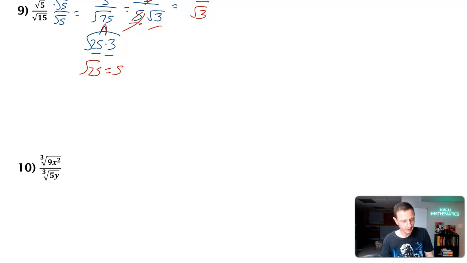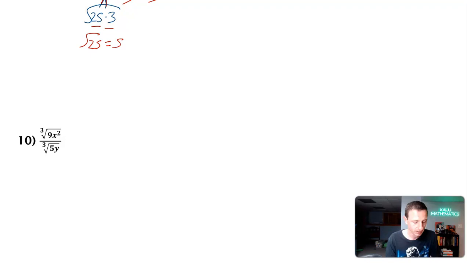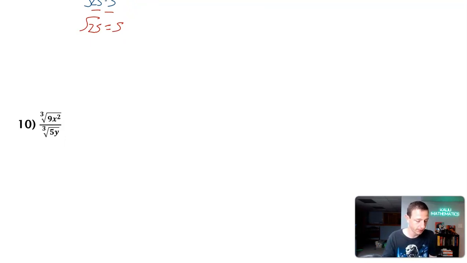Rationalizing the numerator. On the top, cube root of 9x squared over the cube root of 5y. So I want to first look to simplify if possible. Cube root of 9 is not a perfect cube, even though square root of 9 is. You get in this habit of 3's and stuff, like, oh, I see the cube root, 9's got to do something. No, it doesn't. There's nothing that simplifies.